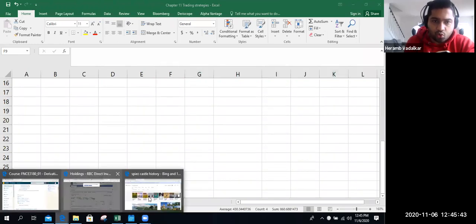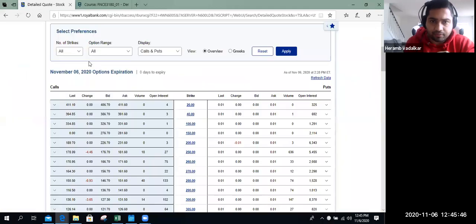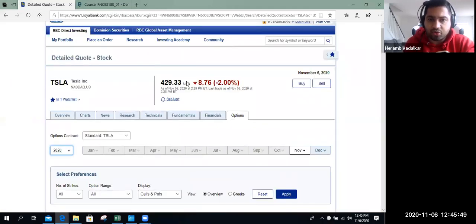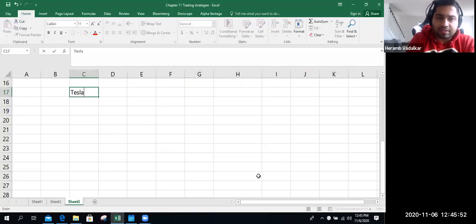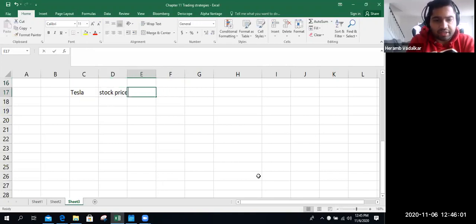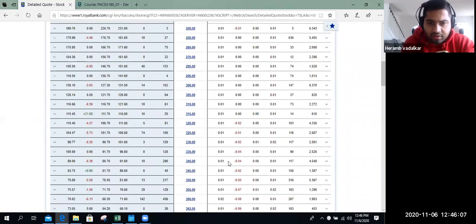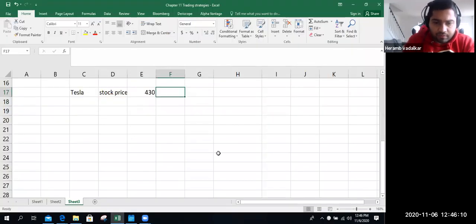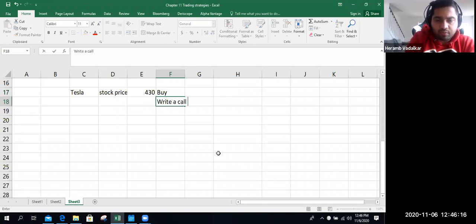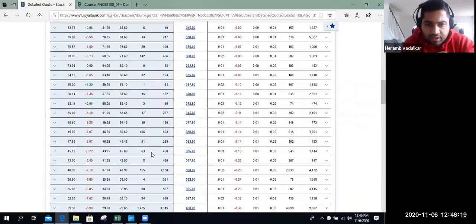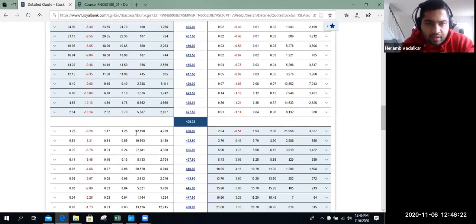Okay, so I'm opening option charts of Tesla. So stock price is 429. So let's say 430. Tesla's stock price is 430. So we'll buy the stock. So we buy it and we write a call. We generally write an at the money call. So somewhere close to 430. So 430 is at the money.